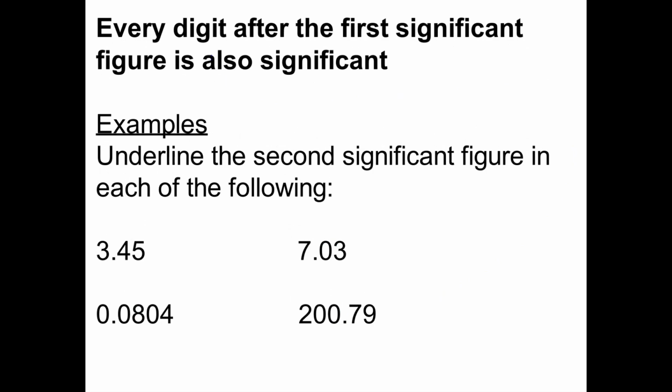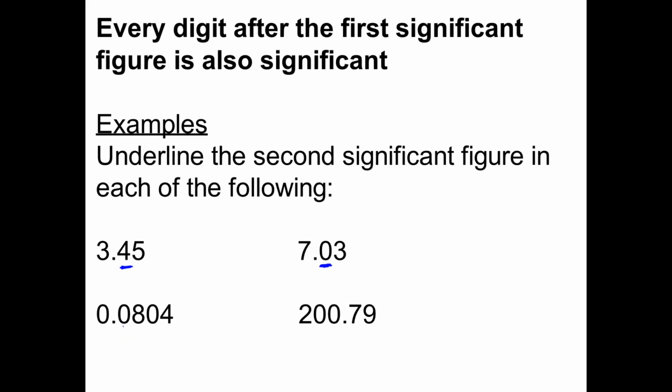Every digit, including zeros, which come after the first significant figure are also significant. So have a look at these examples. We want to underline the second significant figure in each of the following. For the first number, the first significant figure is 3, so the second significant figure is 4. The second number, the first significant figure is 7. Now that means that the second significant figure is 0. You might think, well, it's 0, but as long as it's not a 0 which is a leading 0, not a 0 at the front, it's still significant.